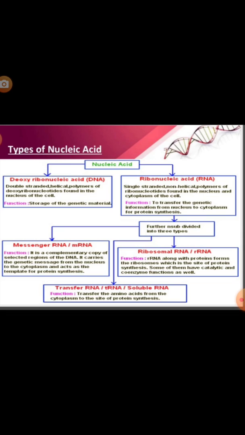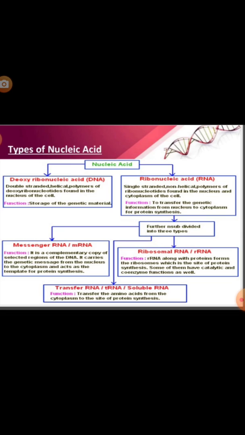Helical means it is in a twisted form. These two strands twist right-handedly. The polymers of deoxyribonucleotide are found in the nucleus of the cells, as we all know very well, DNA is always present in the nucleus of the cell. What is the function of DNA? Storage of the genetic material. It acts as a genetic material, or it stores the whole genetic information of the organism within it.